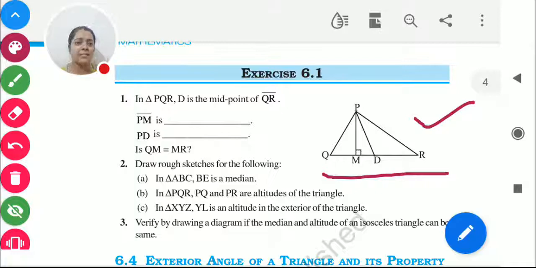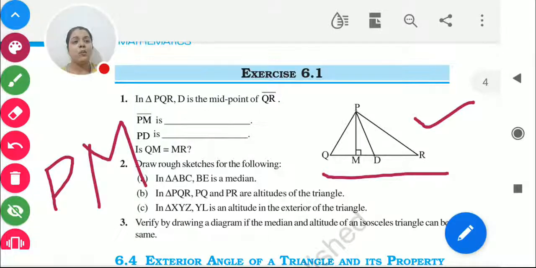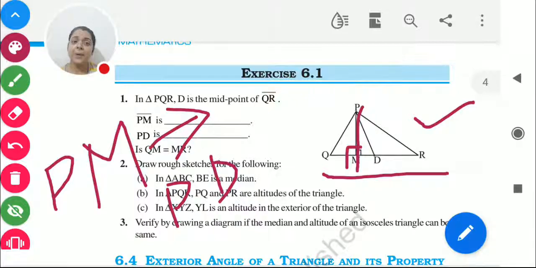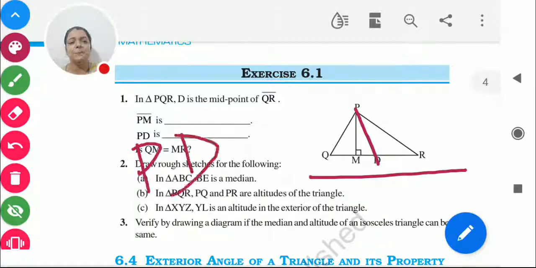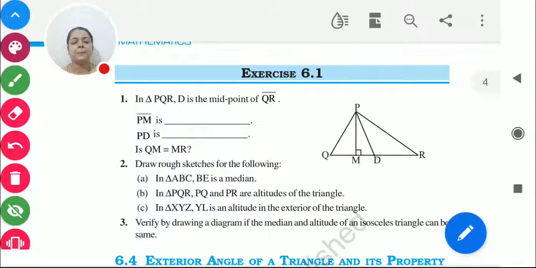It has two lines here. One is the altitude, which is the perpendicular line. What is the altitude here? It is PM, right? What is the median here? That is PD, right? How can you say? Because PM is making the 90-degree angle, so it is the perpendicular line or the altitude. And PD is just between Q and R. It is the midpoint of Q and R. So PD is going to be the median here, right? So what we need to write, you just see here.